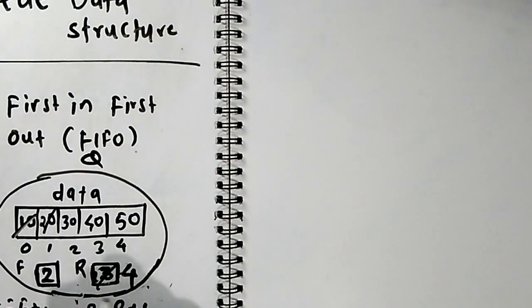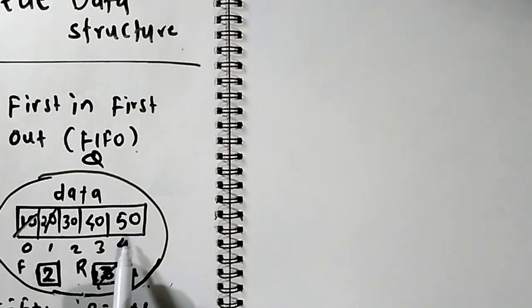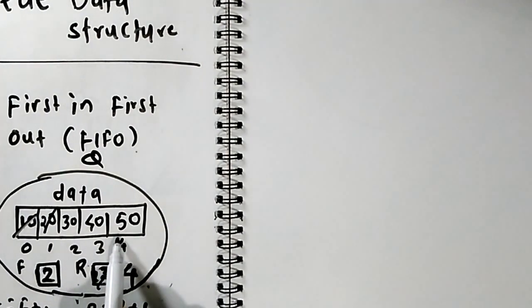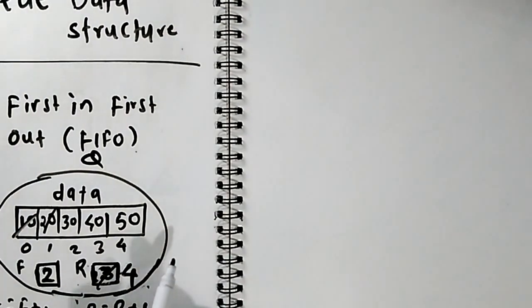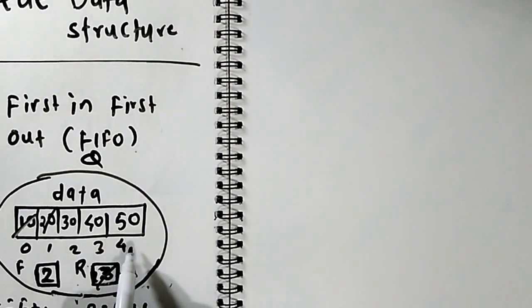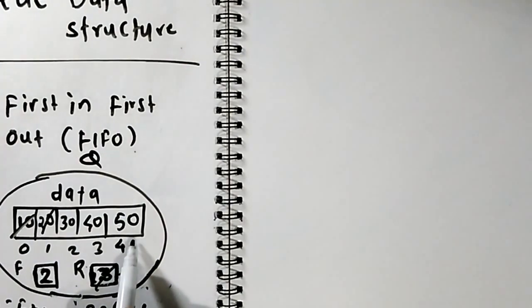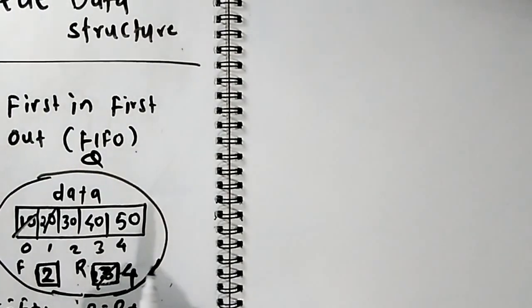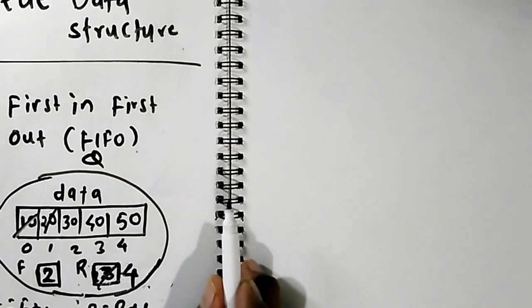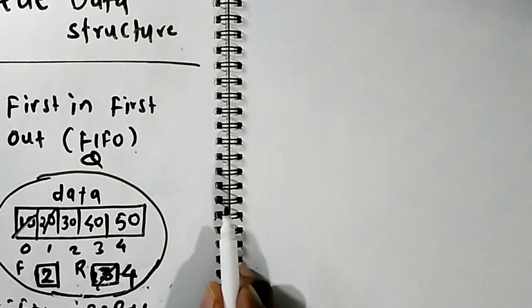Right. So now if we want to do further enqueue operations, we see there is no space in the queue, right? The queue full condition here is when rear becomes equal to the size of the array, or the last location in the array, that is the fourth location in this particular case. So the queue is full. The queue full condition is rear becomes equal to the last location of the array. So when rear is equal to the last location of the array, we will not be able to insert in this array.